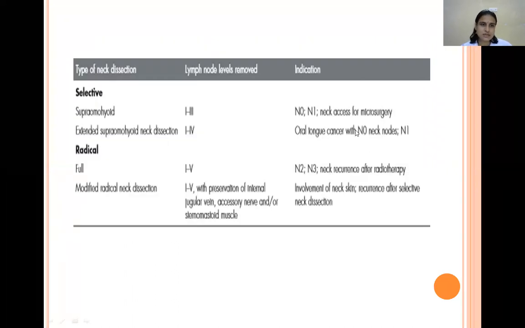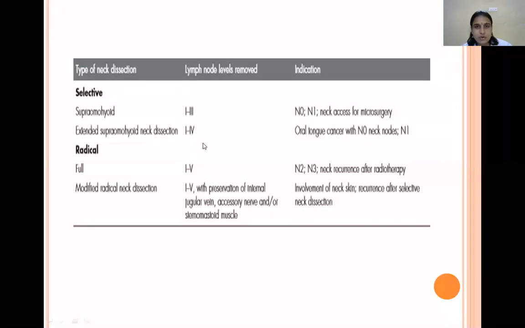So these are various types of neck dissection. In supraomohyoid dissection, we go for levels 1 to 3 lymph node removal, usually in clinically neck-negative and N1 disease. Next, extended supraomohyoid neck dissection, wherein up to the 4th level of lymph nodes are removed. It's usually done in oral cancers, tongue cancers with N0 or N1.